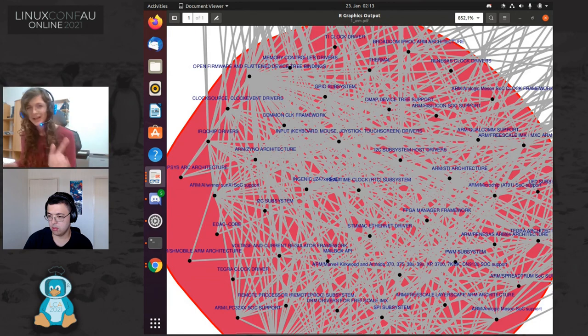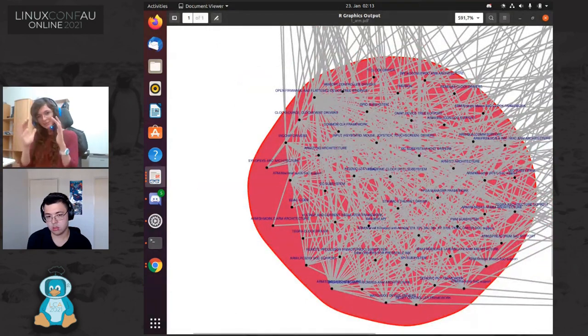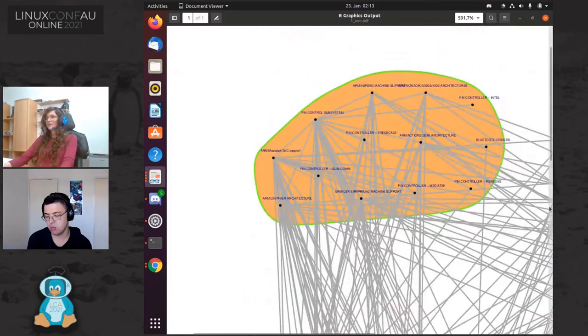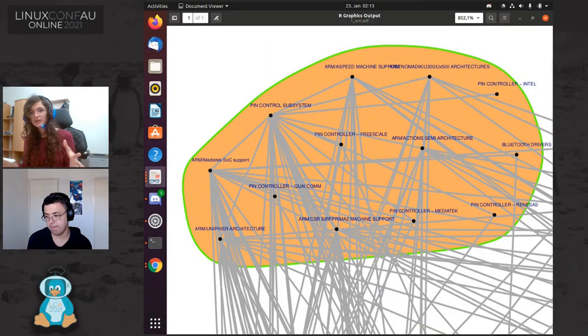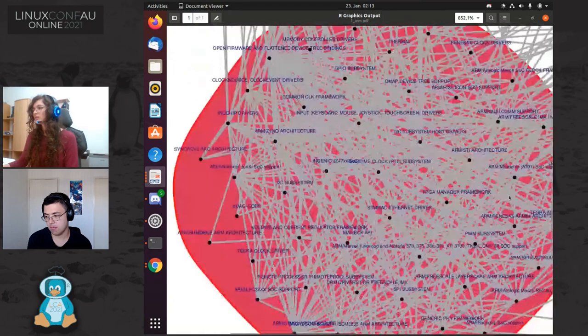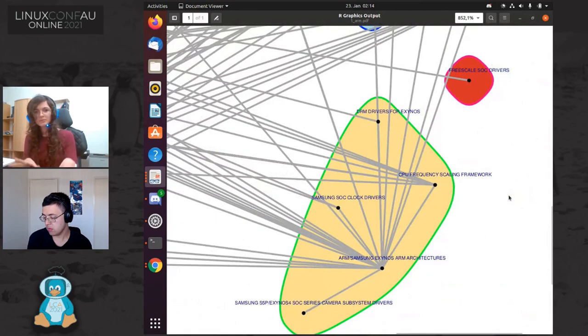I am well aware that this is a very interesting cluster, but I did not show it because it's very hard to read and look at. I'm very glad that you're interested in it. This subcluster down here has a lot of ARM stuff going on, which is apparently highly interconnected. You also have one subcluster up here which has a lot of pin control stuff going on, and another cluster down here, which I can show again in a second, that has some sort of external stuff going on.